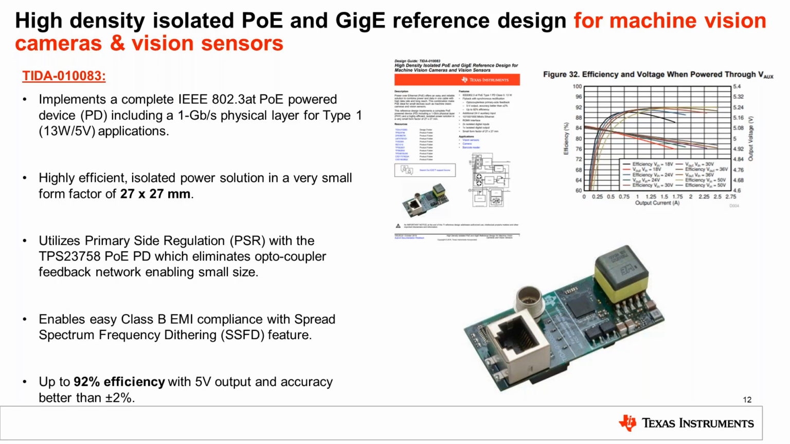So this is a really great reference design for 5 volt systems, up to 92% efficient and better than plus or minus 2% accuracy in a really small form factor. So this is a design that I recommend for anybody who's designing applications requiring small solution size in the 13 watt space.